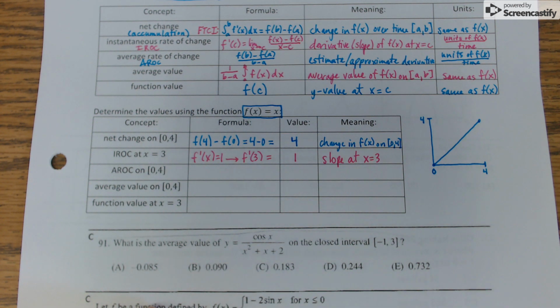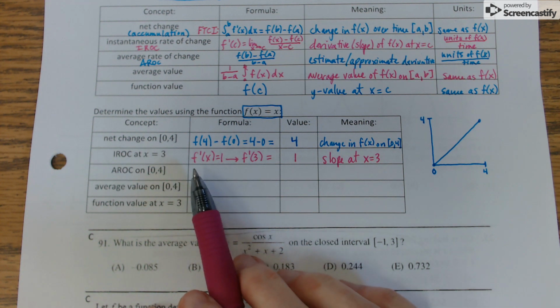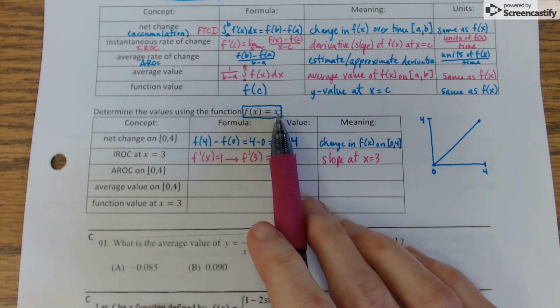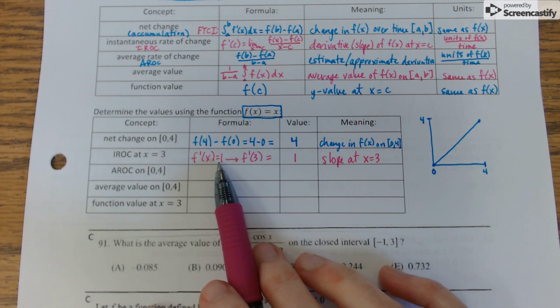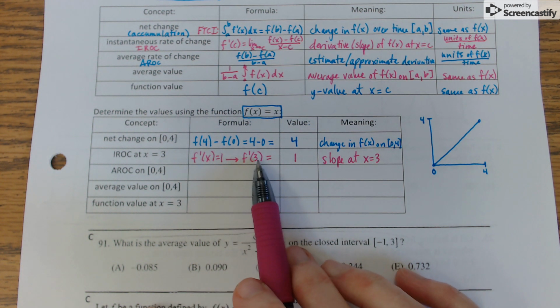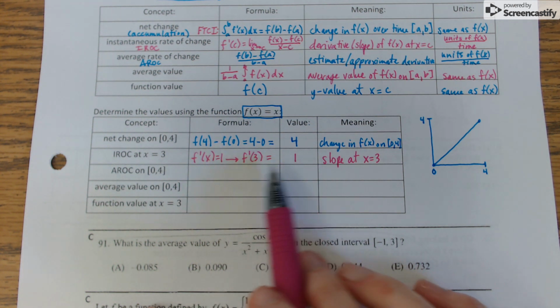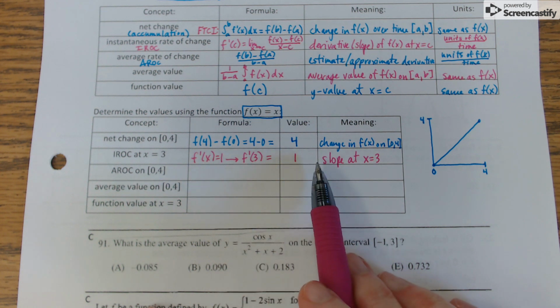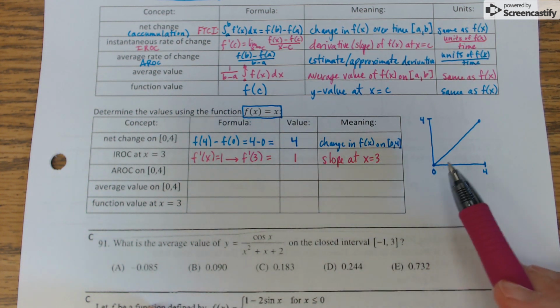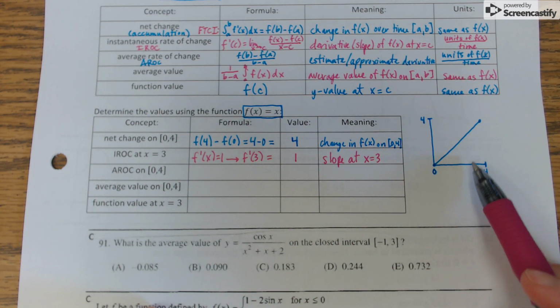To find the instantaneous rate of change at 3, we would need to think first about the derivative, and of this simple function x, the derivative would just be 1. So the derivative at 3 would also be 1 because there's nowhere to plug the 3 into, and that gives us the slope of this function at x equals 3. So if you go up to the function at x equals 3, confirm the slope is 1, and that's true because the slope of the entire line is 1.